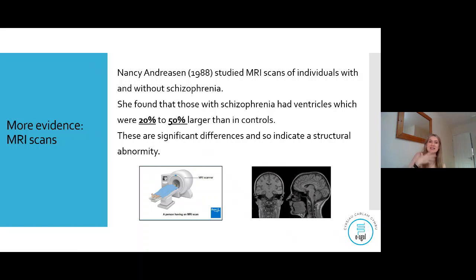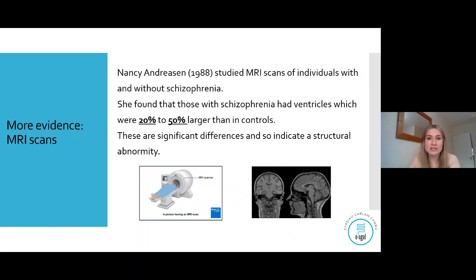More evidence now, so we need to make sure that we've got plenty of evidence in our exam question. So you have got Nancy Anderson, 1988, studied an MRI scan. So Daniel Weinberger was a CAT scan and Nancy Anderson was an MRI scan, so another really scientific way of looking at the brain. They scanned individuals with and without schizophrenia, so again, looking at that comparison. She found that those with schizophrenia had ventricles which were 20 to 50% larger than in control groups. These are significant differences and so indicate a structural abnormality. It's a very big difference, isn't it? Even just 20% larger. So again, a lovely piece of evidence to bring in to an answer here.